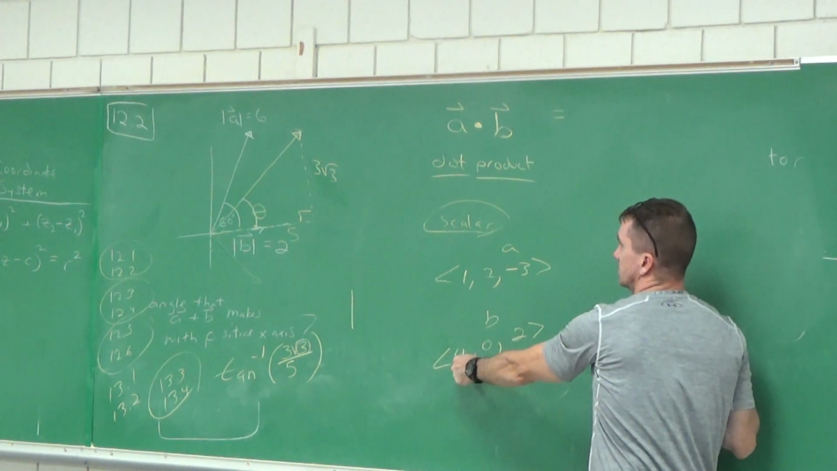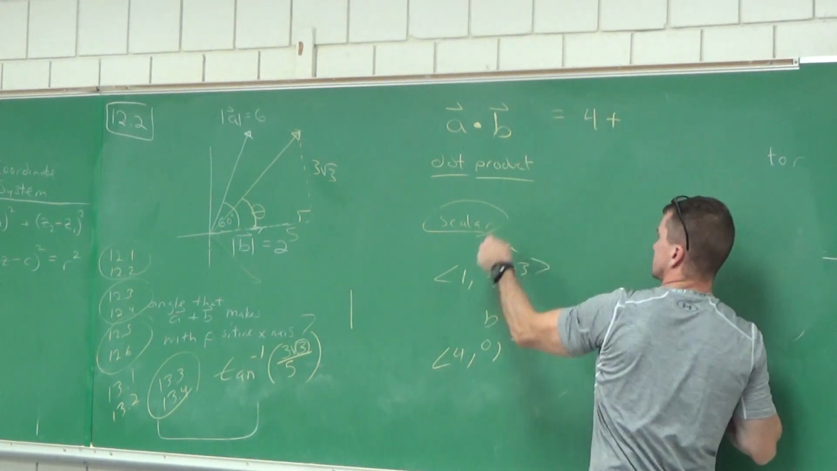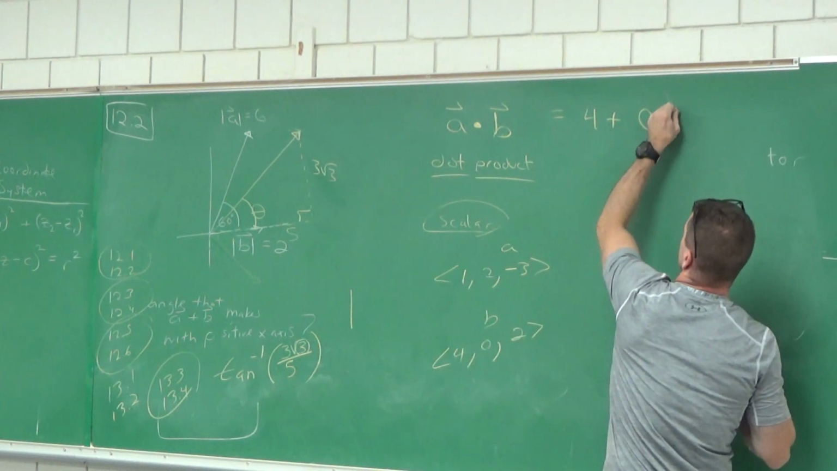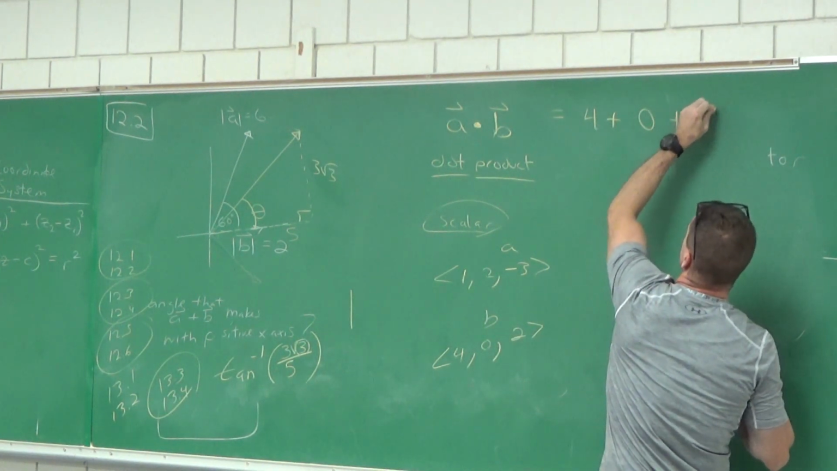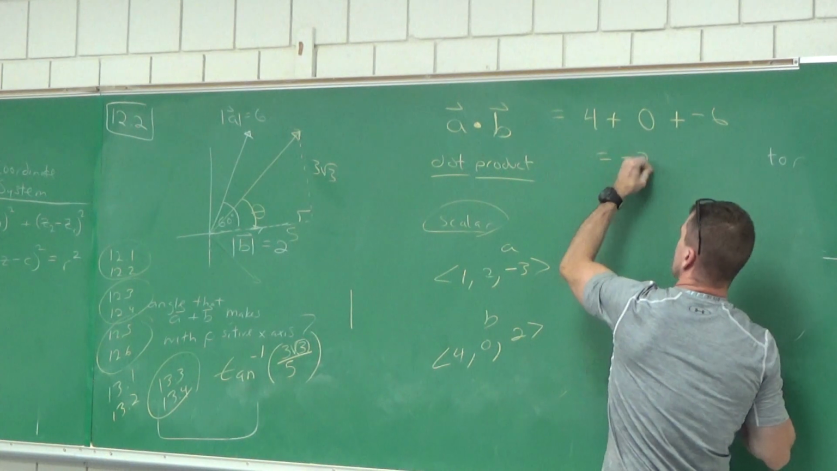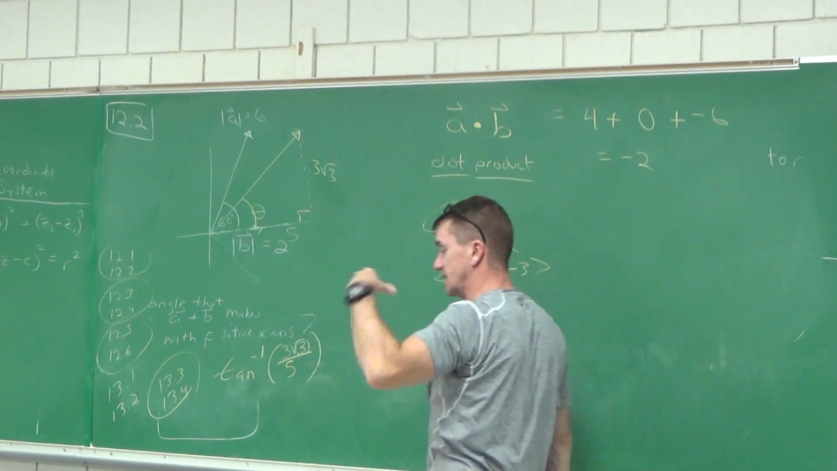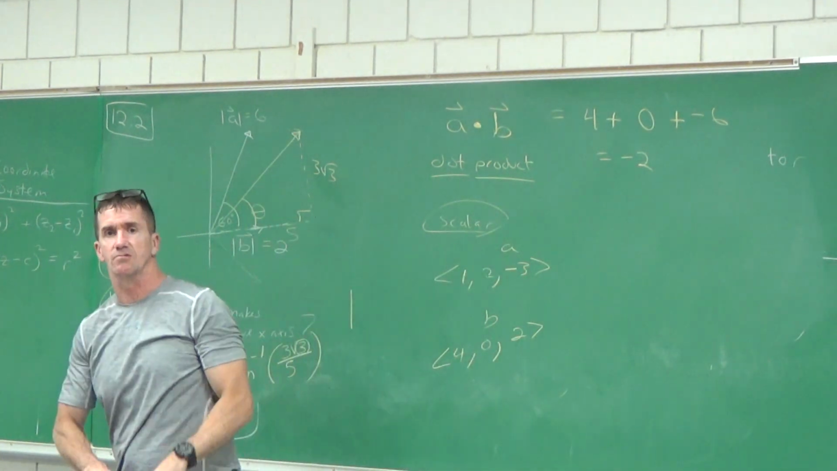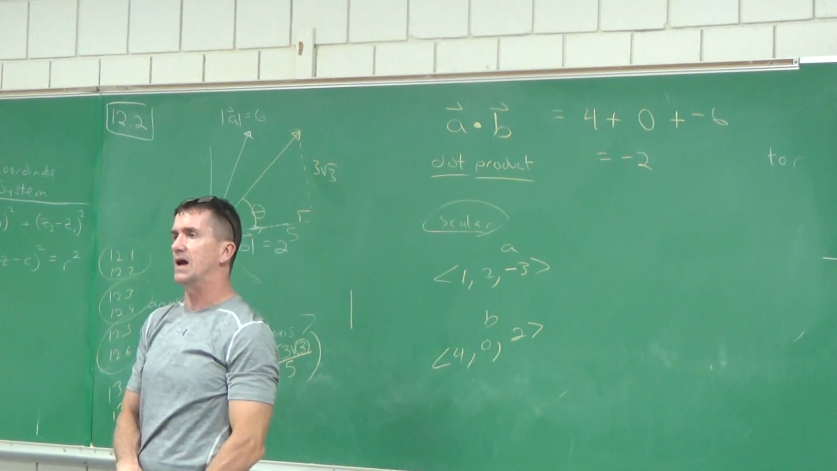What is the dot product? What's 1 times 4? 4. Plus 2 times 0. I love zeros. Plus -6. So what's our answer? -2. Cool. So we'll start next class with that. I don't mean the first day to rush into that. We'll do a separate day for that.